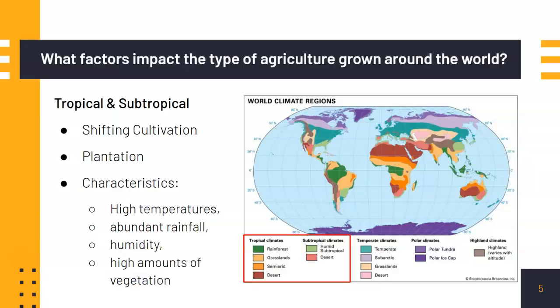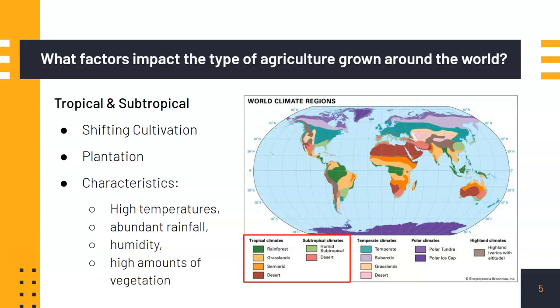Tropical and subtropical regions are characterized by high temperatures, abundant rainfall, and high levels of humidity. These climatic conditions create lush environments with dense vegetation, making them uniquely suited for certain types of agriculture. Two prominent farming practices in these regions are shifting cultivation and plantation agriculture.